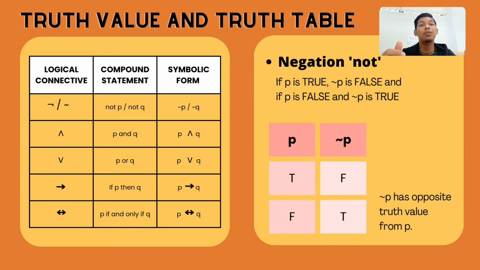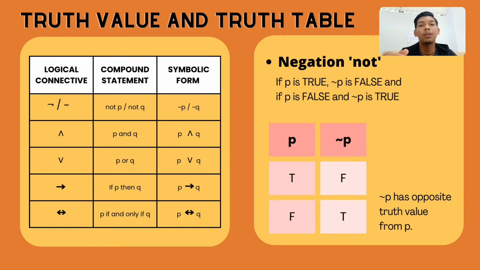Alright, next we will move to the truth value and truth table. You can look at the logical connective table here. We have 5 types. The first one is not. That is the symbol for not. The compound statement is not P, and the symbolic form is not P. The second one we have and. That is the symbol for and. The compound statement for and is P and Q, and in the symbolic form we have P and Q. The third one we have or. That is the symbol for or. The compound statement is P or Q, and that is the symbolic form for P or Q.